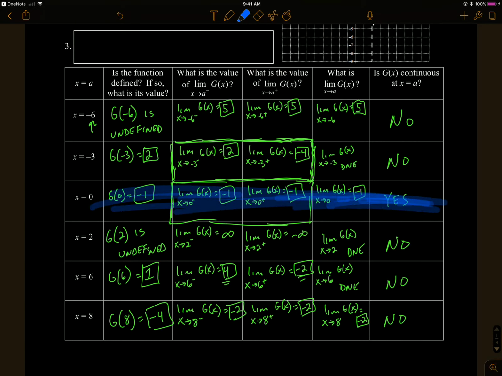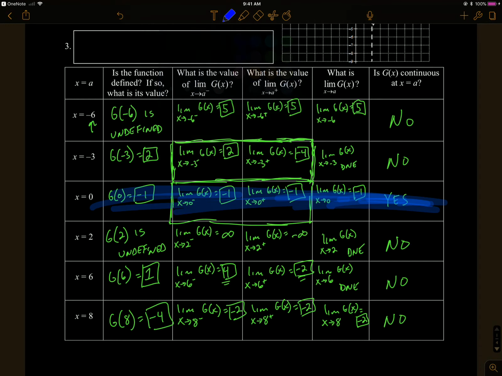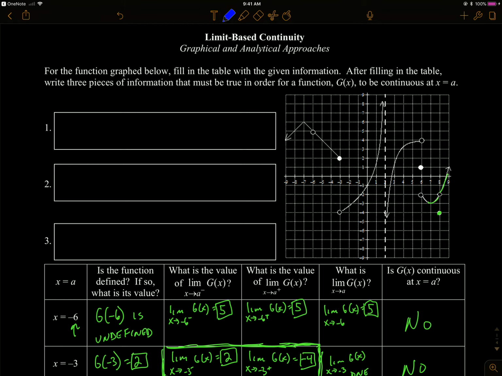So what can we conclude? What do we notice happens to make this thing continuous? The function is defined and its value is negative 1. The limit does exist and its value is negative 1. And that means the function is continuous at that x value. Okay, so now we're going to go back here and fill in our 3 criteria.